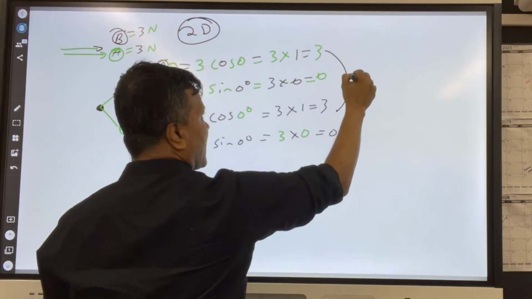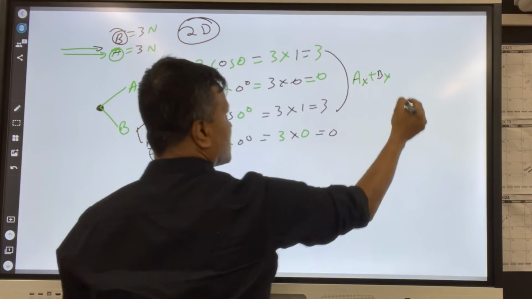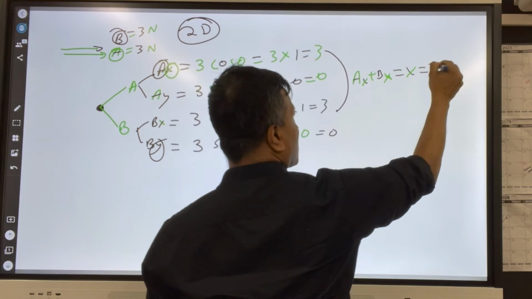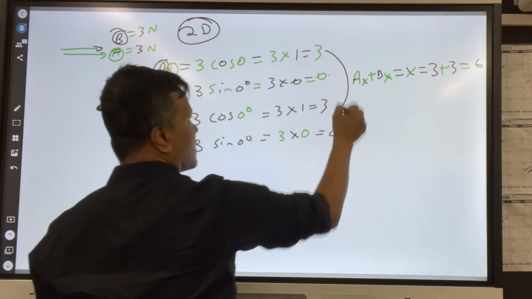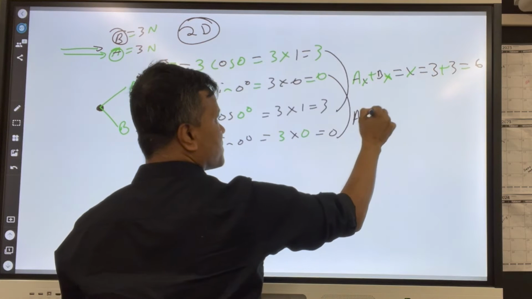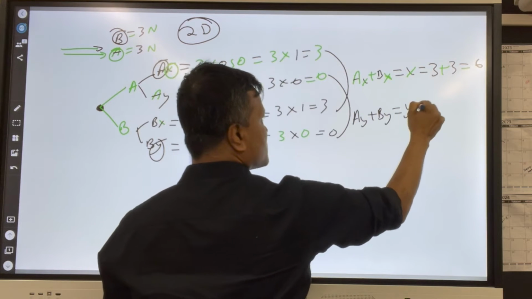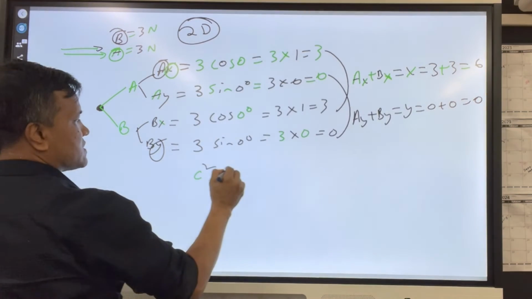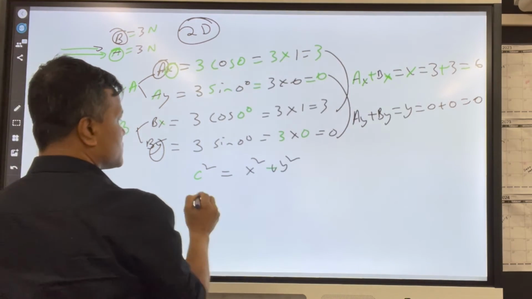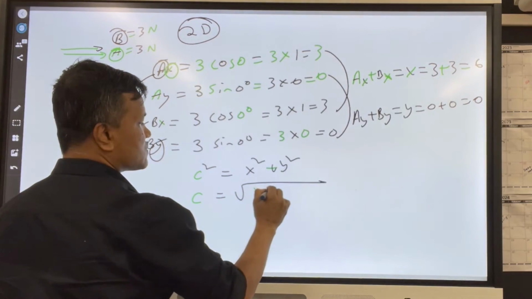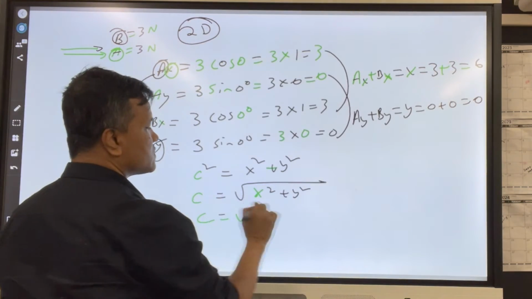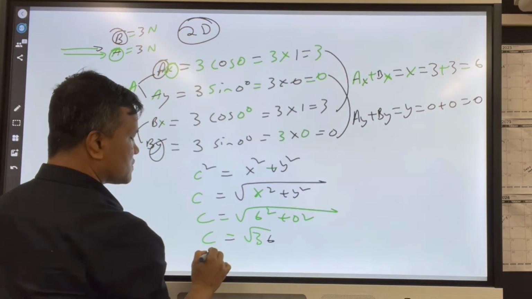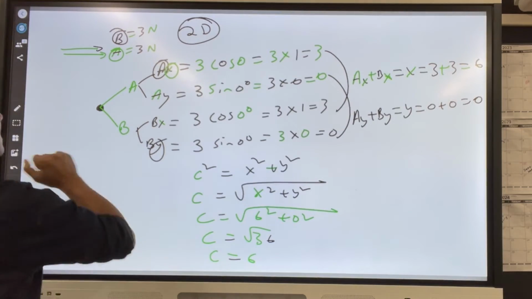Now you have AX plus BX, which is X, which is 3 plus 3, which is 6. And you have AY plus BY, which is Y, which is 0 plus 0, which is 0. So C squared is X squared plus Y squared, so C is the square root of X squared plus Y squared. So C is the square root of 6 squared plus 0 squared, the square root of 36. So C is 6.